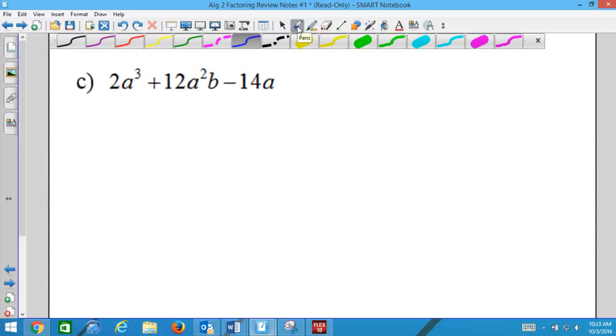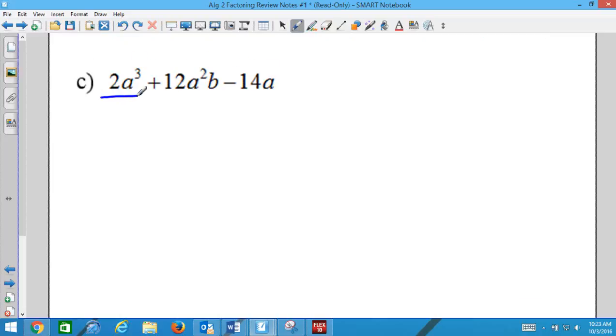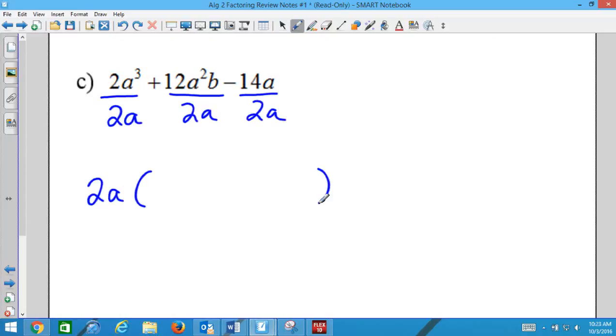Okay, 2a cubed plus 12a squared b minus 14a. What is the greatest common factor? 2a. Both of them have 2 and a. So if we take out 2a, we're dividing.